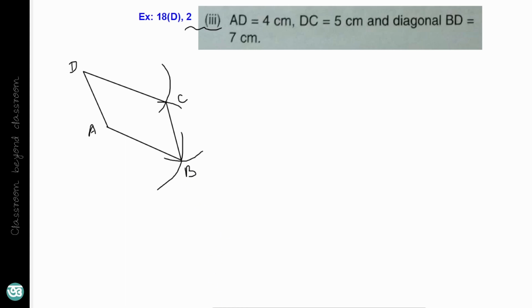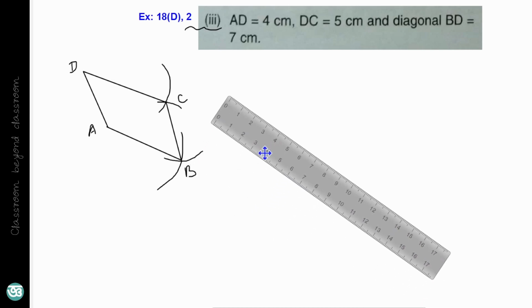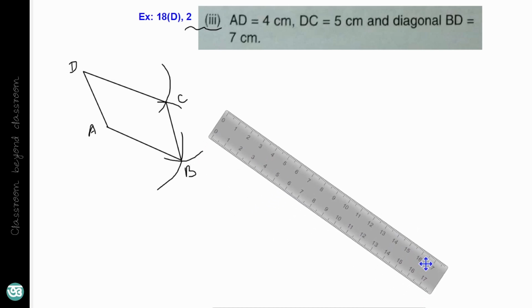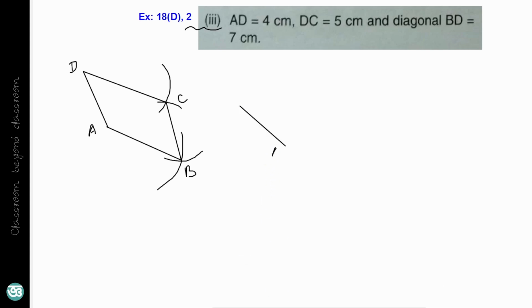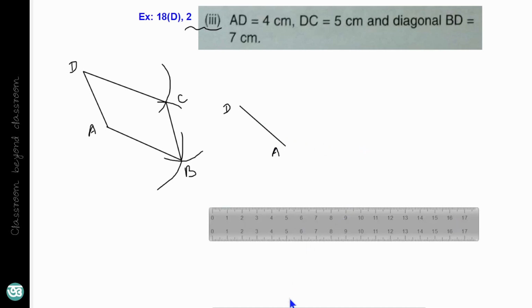So this is a rough one only. Now we'll construct the actual parallelogram. So let us construct like this. AD equal to 4 centimeter. This is 4 centimeter. So this is A, this is D. Then DB equal to 7 centimeter and AB equal to DC, that is 5 centimeter.